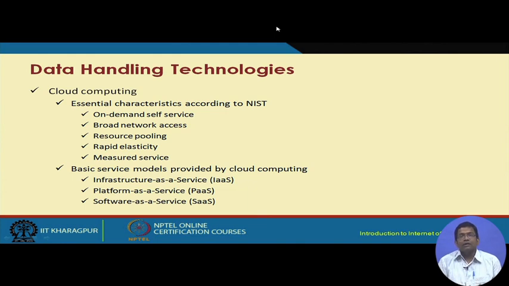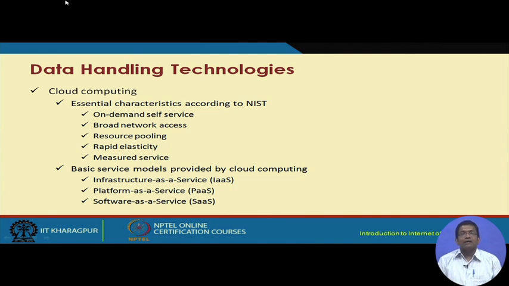Measured service means what? Depending on the amounts of computational resources that are used, I will be billed accordingly. Rapid elasticity means if I need more resources, the resources are going to be made available through a pooling based mechanism. So, resources are going to be pooled from different physical devices, and I do not have to own this infrastructure, but I can still get access to these on an on demand manner depending on my requirement, and I will be billed accordingly.